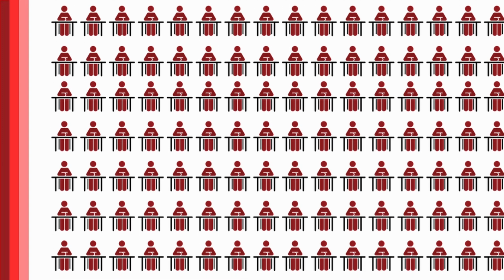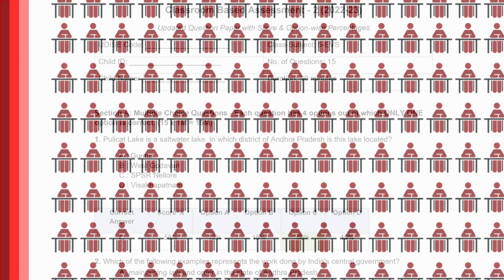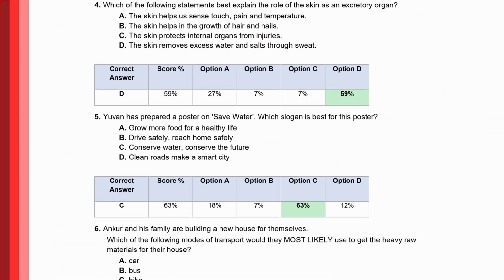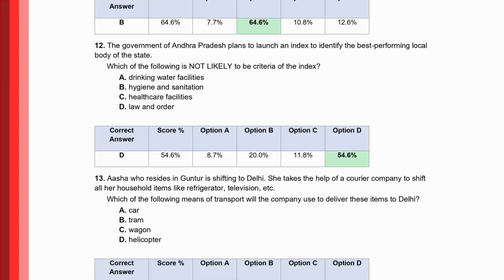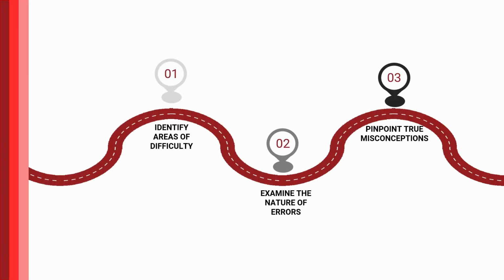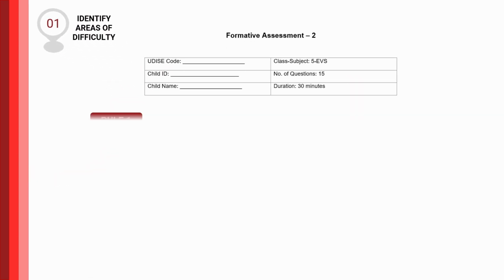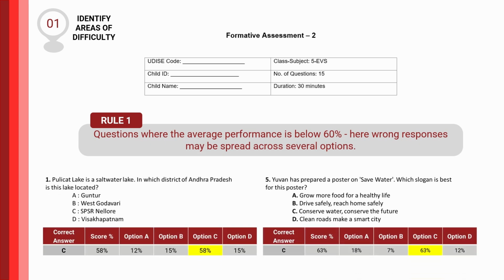Imagine a sample test conducted for around 1,000 students, where we have both the overall performance for each question and the percentage of students choosing each option. We will use a 3-step process. Identify areas of difficulty. Start by listing the questions where students are clearly struggling. As a thumb rule, look at 2 things.